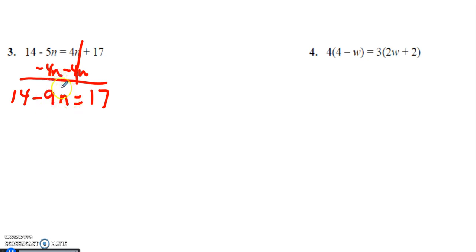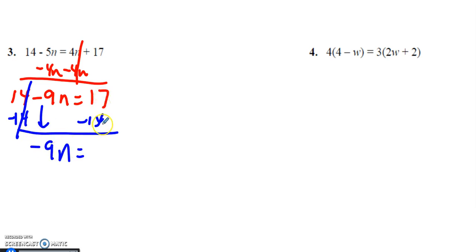Then, if my goal is still to get the n alone, I need to move this 14. And the 14 itself is positive, so I would subtract 14, cancel these out. Please don't forget to carry down the negative. So we'd have negative 9n equals 17 minus 14, which is a positive 3.